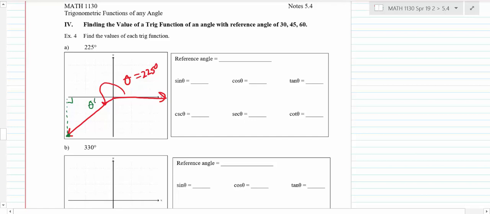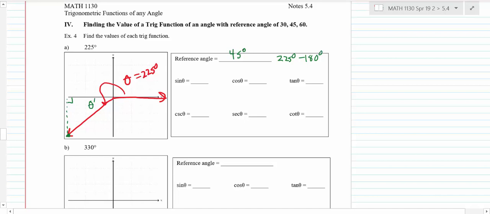Well, how would you compute the reference angle? What would you do? It's in quadrant 3, so what do you do with the 225? Subtract 180, exactly. So you're going to do 225 minus 180 degrees, and you'll find that to be 45. 45 is a special triangle.